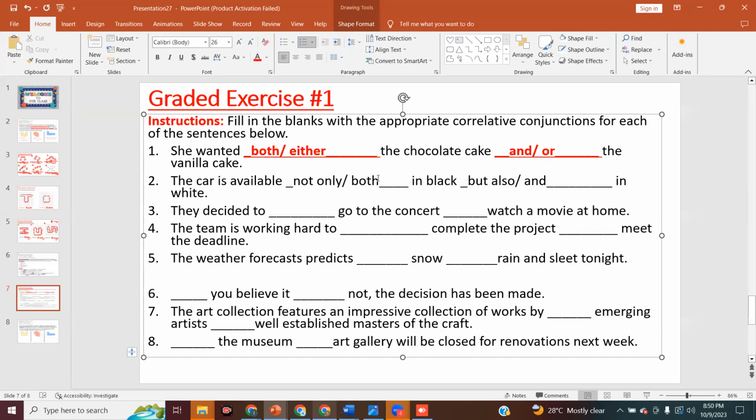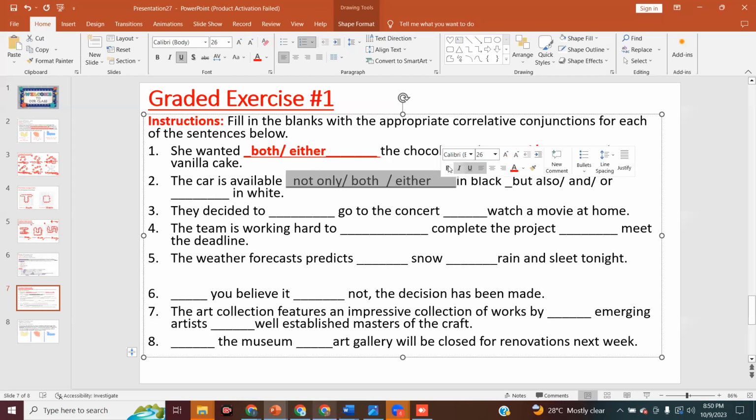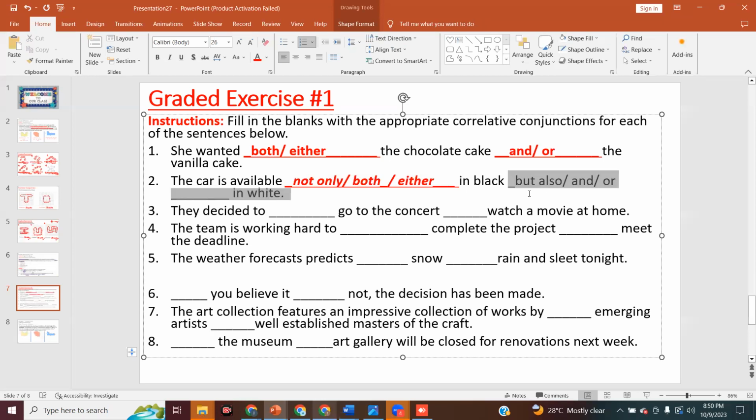Or you can also put either. The car is available either in black or in white. Okay, so any one of those three could work. Any one of those three that you have, it's going to be correct. Neither and nor could work as well.